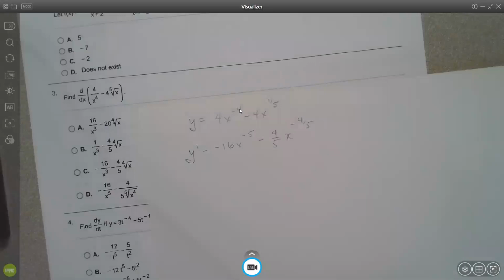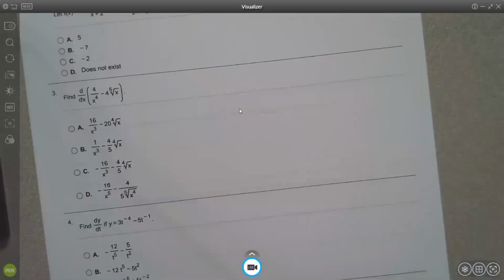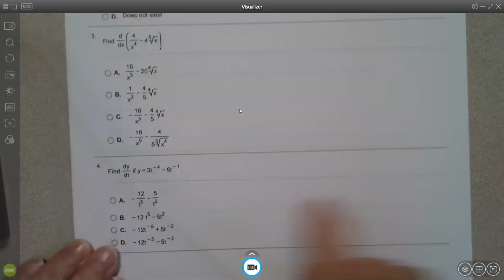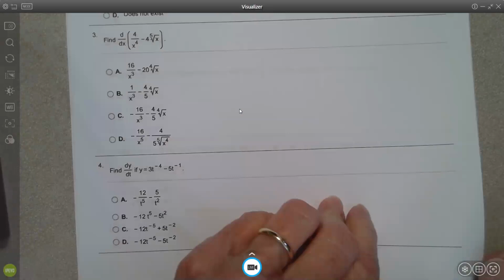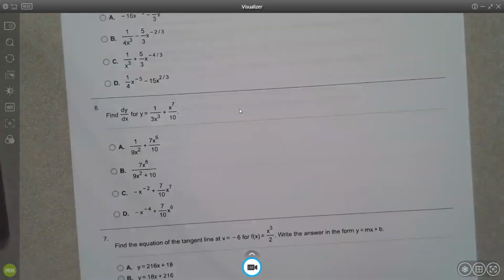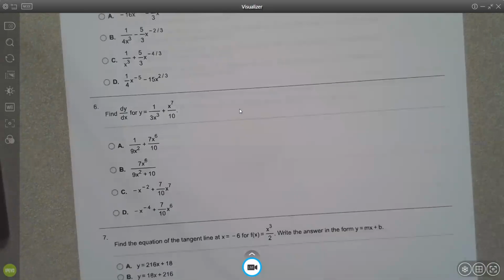So do not look at the answers unless you absolutely, totally don't have any idea whatsoever, and then you try to eliminate any that you have issues with. So these are straight getting derivatives. Number 5 is another rewrite, as is 6. How about 7 or 8? Do you remember the tangent lines?